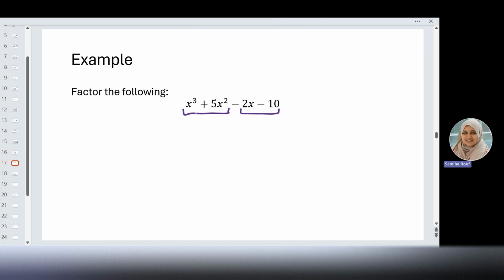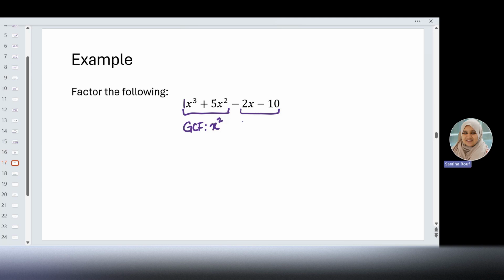Among pair 1, well, there's no coefficient. There's a coefficient of 1. So this pair won't have a numerical factor. It will only have an algebraic factor in relation to a variable. So we know that we choose the lowest power as our variable to divide x cubed and x squared.